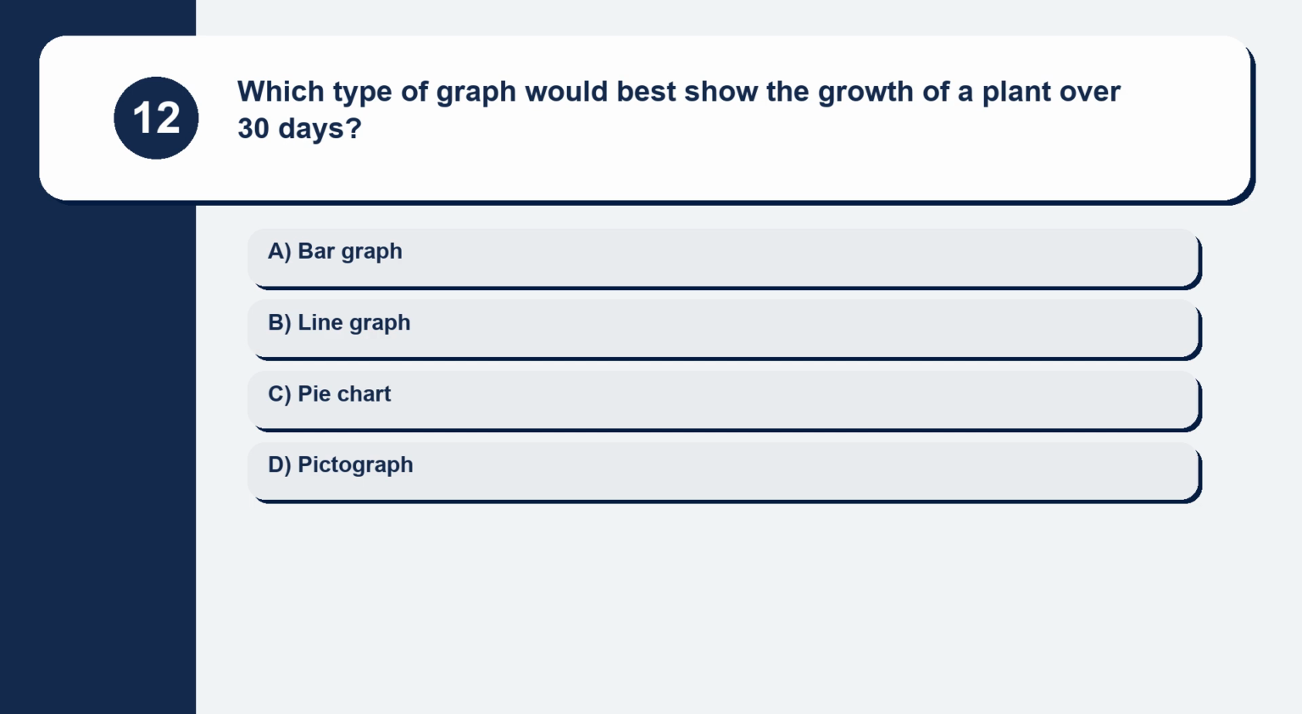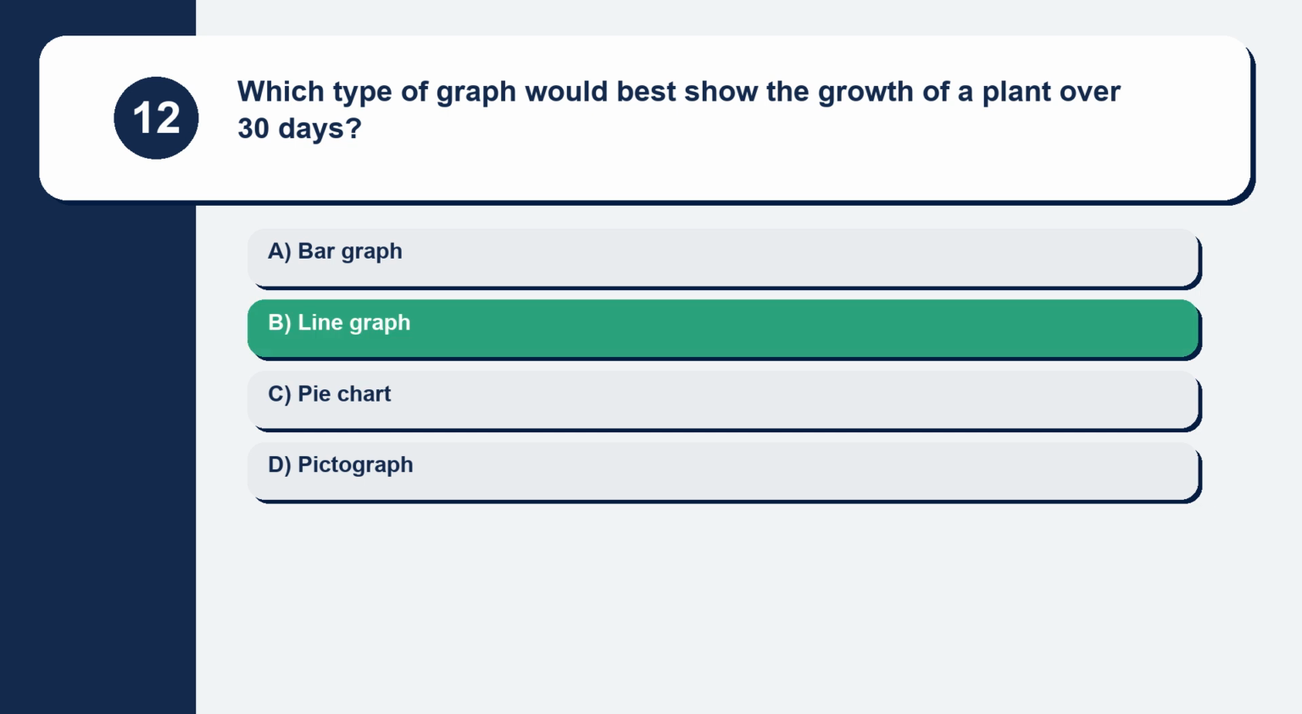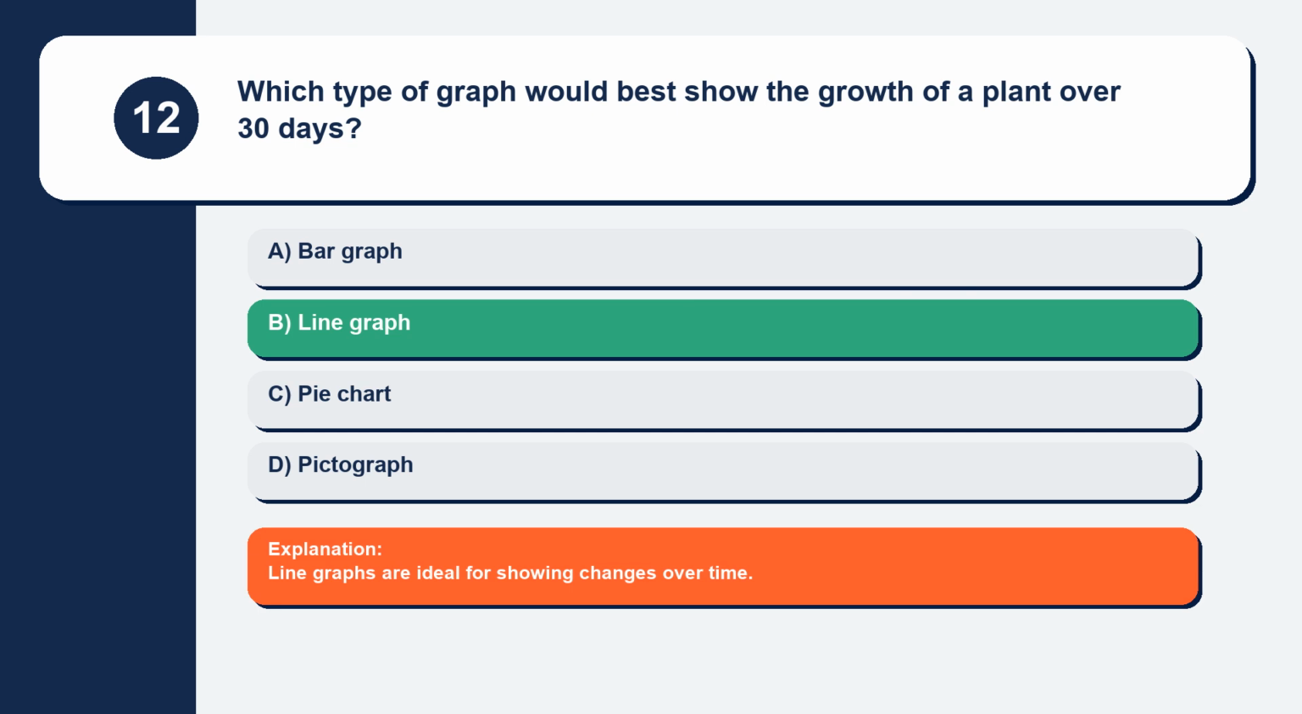Question 12. Which type of graph would best show the growth of a plant over 30 days? Bar graph, line graph, pie chart, pictograph. Line graphs are ideal for showing changes over time.